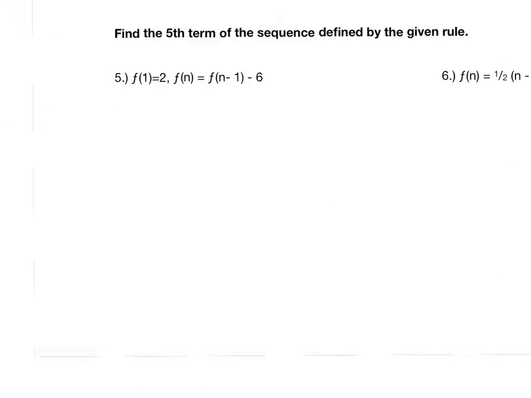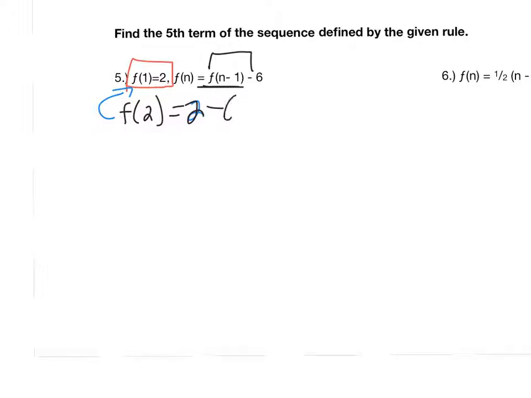Number 5, we're asked to find the fifth term of the sequence defined by this rule here. So again, if you notice, this right here tells me that we're dealing with a recursive rule. Therefore, we need our first term, which we have. And in order to find the fifth term of the sequence, unfortunately, we're going to have to find f of 2, f of 3, f of 4 before we can find f of 5. How would we find f of 2? Well, remember, this means our previous term. If we're looking for f of 2, our previous term would be f of 1, which was 2.